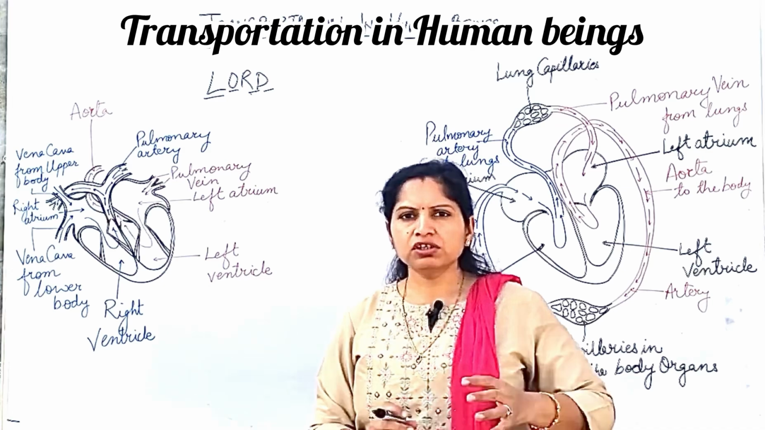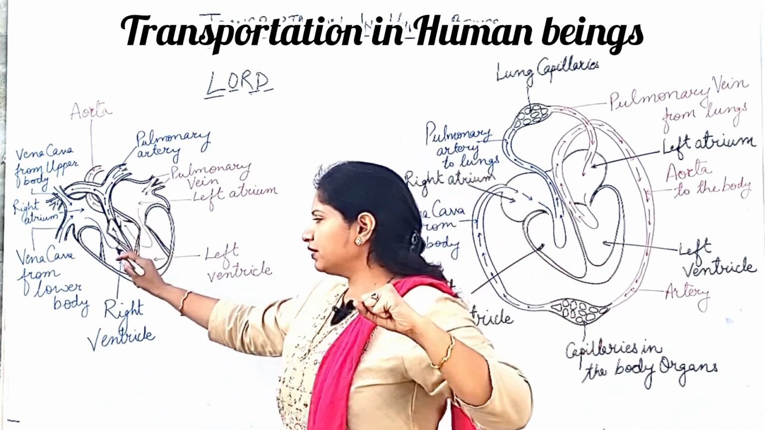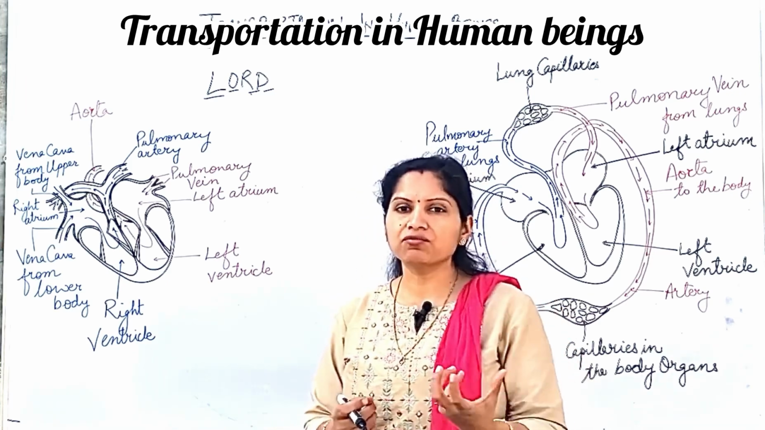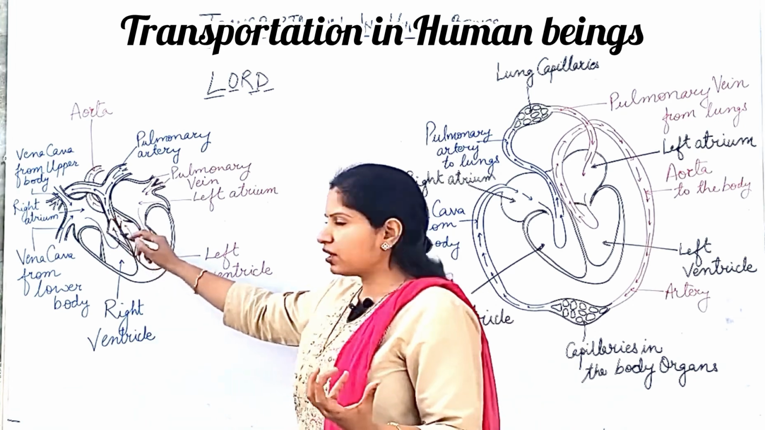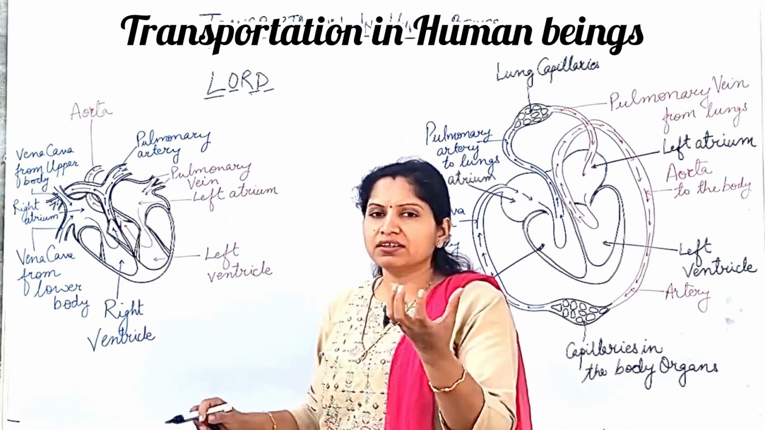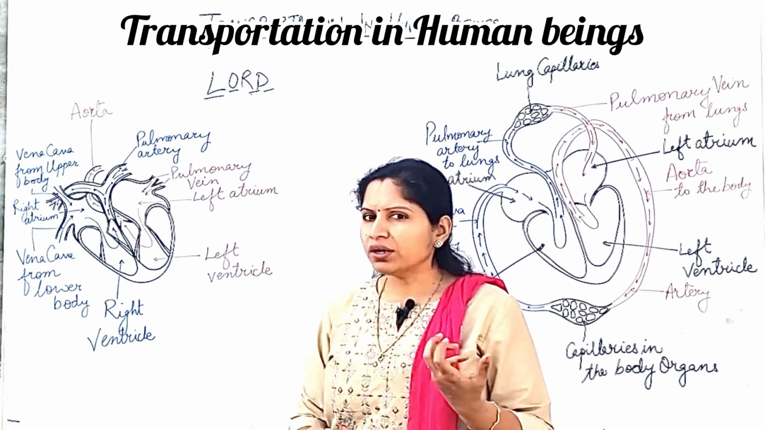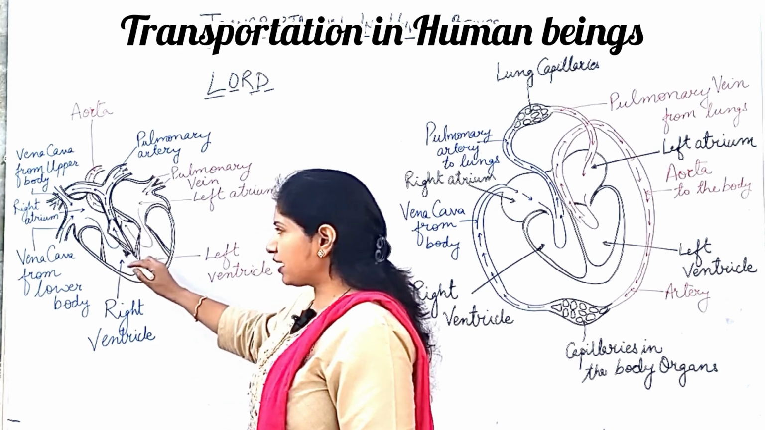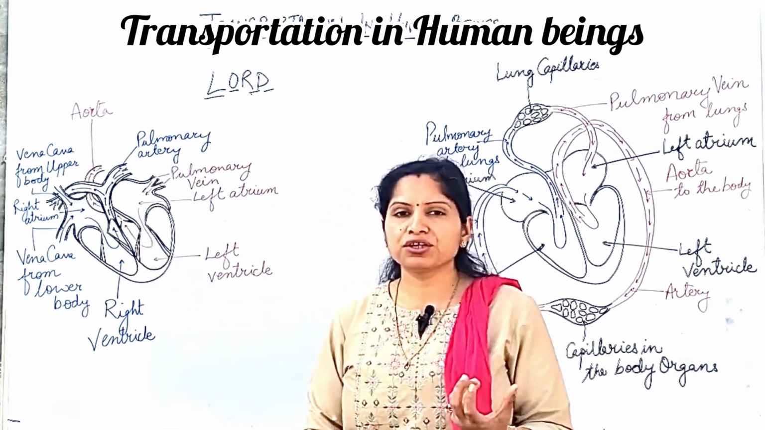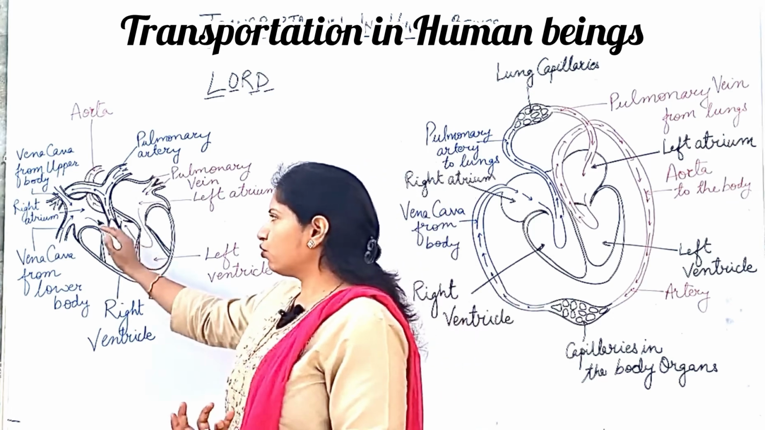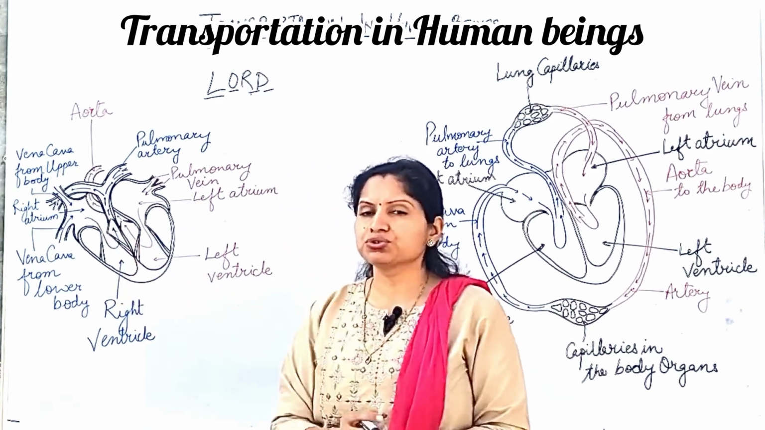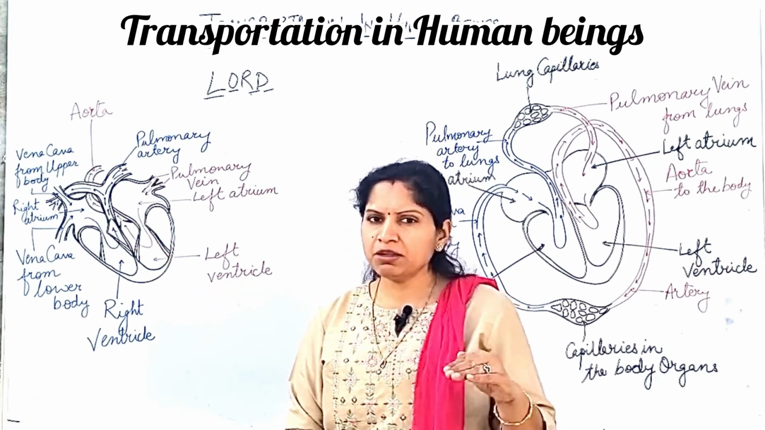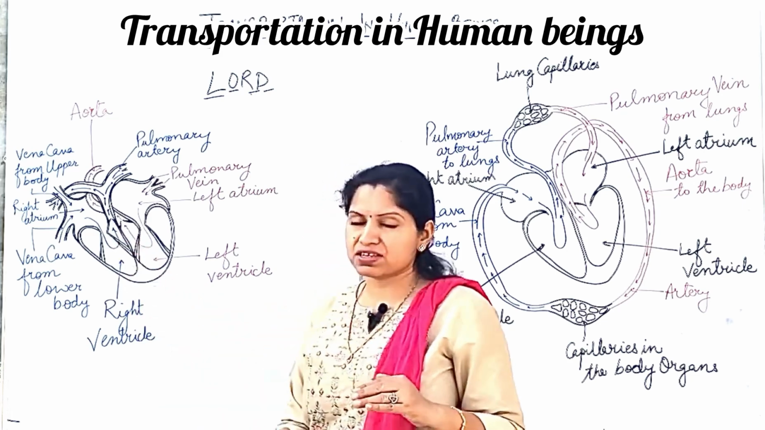Now when the right atrium is full, it contracts and pushes the blood into the right ventricle. By this time, the right ventricle remains relaxed to receive the blood from the right atrium. Now, when the right ventricle is full, it starts contracting. When it starts contracting, this valve, present between the right atrium and the right ventricle, is going to close so as to prevent the backflow of the blood from the right ventricle to the right atrium. There should not be any backflow of blood, and to prevent this, these valves are there.